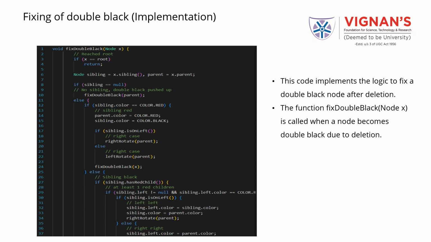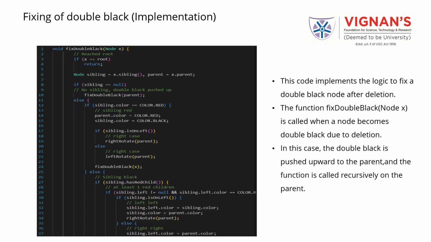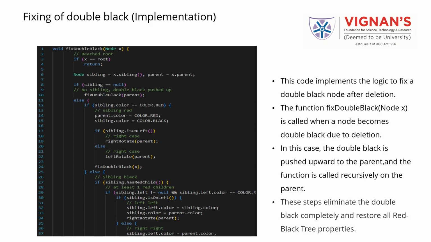If the sibling is red, the sibling is recolored black, the parent is recolored red, and a rotation is performed. This converts the situation into a black sibling case, and the function continues. If the sibling is black and has at least one red child, rotations and recoloring are applied based on whether the red child is near or far, completely resolving the double black. If the sibling is black and both its children are black, the sibling is recolored red and the double black moves up to the parent. Overall, the logic follows the standard 4 double black cases, using rotations, recoloring, and recursion to restore red-black tree properties efficiently.